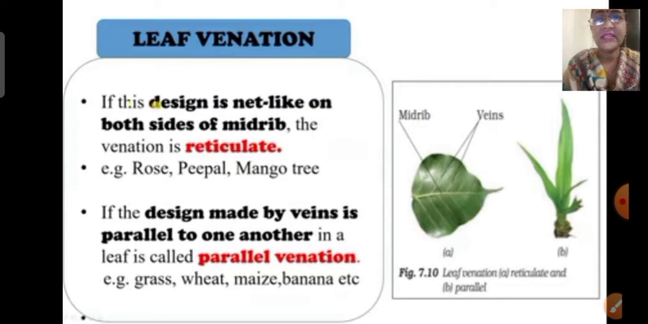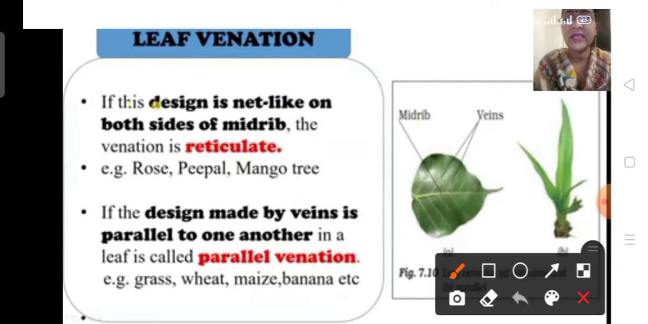If the design is net-like on both sides of the midrib, it is called reticulate venation. Can you see in this picture the design is like this on both sides of the midrib, like this one, right? So this type of venation is called reticulate venation, which is found in rose, peepal tree, mango tree, etc.